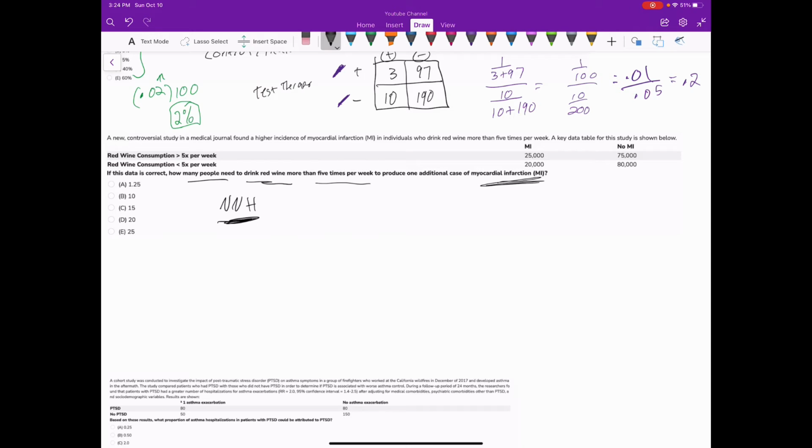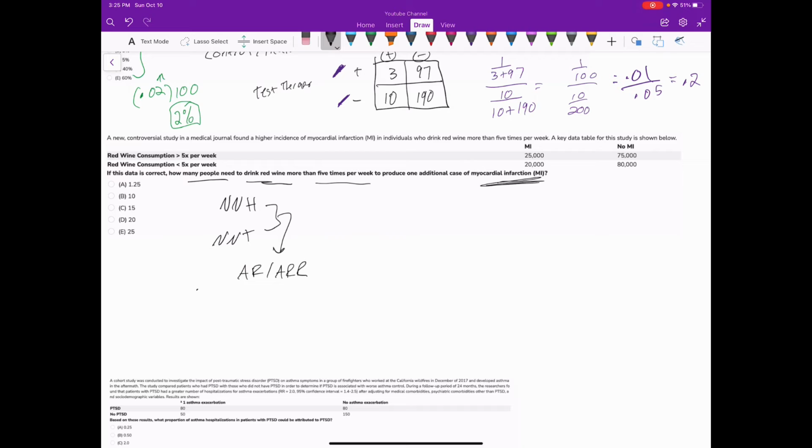Okay, so we're going to start it off. We know NNH is the same as NNT, right? Number needed to treat. We know for these guys, we need to use what? Well, we need to use AR or ARR, same formula. If you really want to know, ARR goes with NNT and AR goes with NNH, but it's the same thing. So let's find our AR.